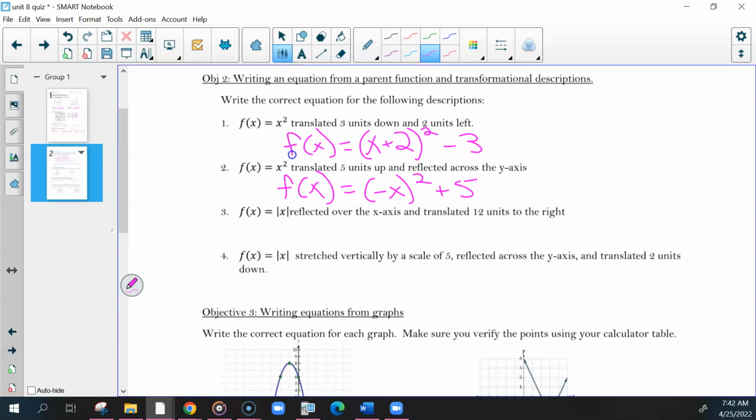Some of you, when you got to the absolute value, were still putting the square, and that's not the parent function, so make sure you have just the parent function. Reflected over the x-axis is doing this, so that's a vertical reflection, so that would be on the outside. To the right is inside, so we have f of x equals the absolute value of x minus 12 with a negative on the outside.